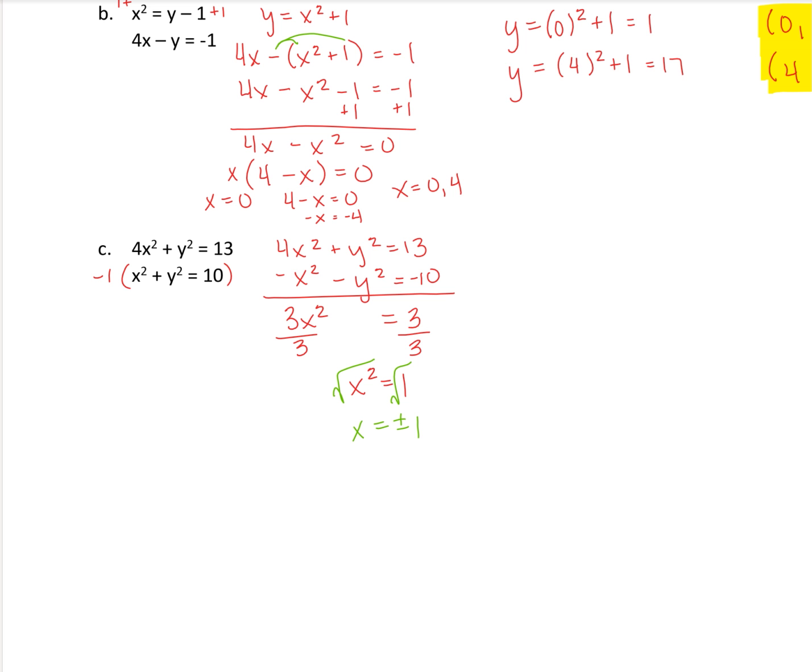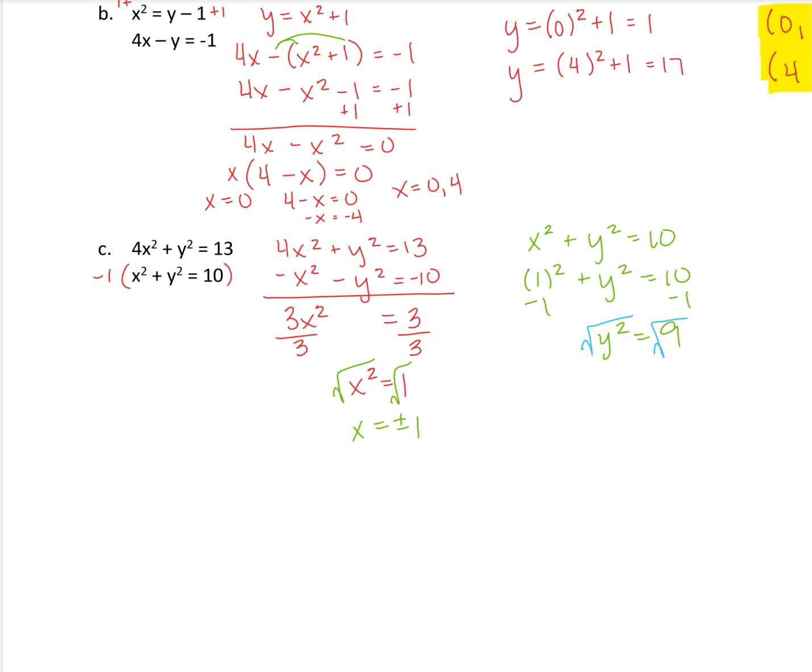Now I'm going to have to take it and plug it in. So I'm going to pick a problem, any problem. I'm actually going to choose the bottom one. And I'm going to plug in first a positive 1. So I'm going to take my x squared plus y squared equals 10. That's the one I'm going to use. So I get 1 squared plus y squared equals 10. Well, 1 squared is 1. I'm going to have to move it to the other side. So I get y squared equals 10 minus 1 is 9.